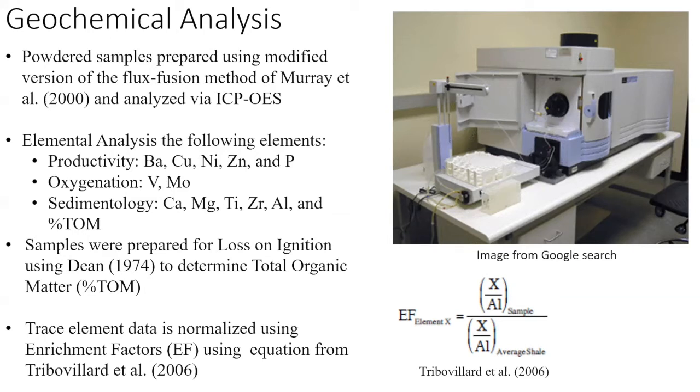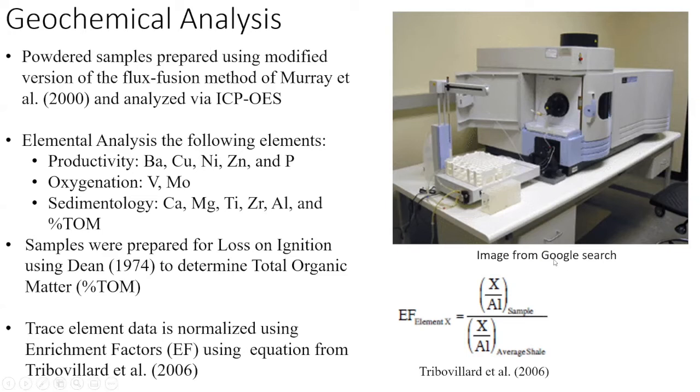So to assess productivity, we used barium, copper, nickel, zinc, and phosphorus. To assess oxygenation for Opal Creek, we used vanadium and molybdenum. And finally, to assess sedimentology for Opal Creek, we used calcium, magnesium, titanium, zirconium, aluminum, and percent total organic matter. Specifically for percent total organic matter, these samples were prepared for loss on ignition using Dean 1974 to determine, again, said percent total organic matter.